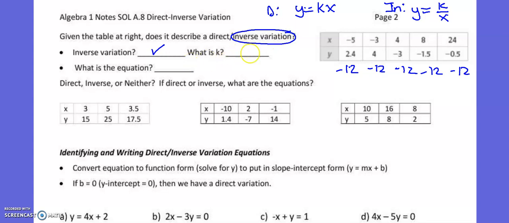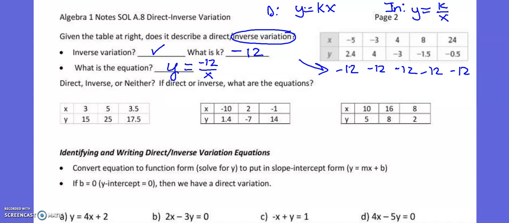What is my k? It's right here. It's negative 12. So what is the equation? Well, my equation is always in the form y equals, so I have to write y equals what my k is. My k was negative 12, and we leave x to be x. We're just replacing the k when we figure out if our table is direct or inverse to write our equation.